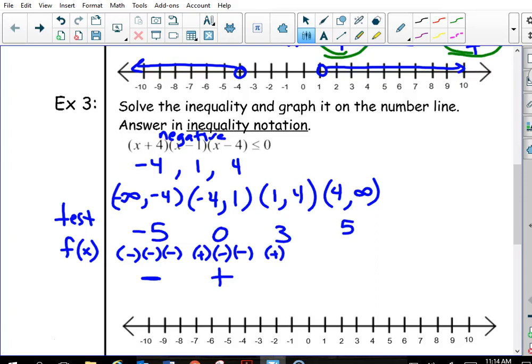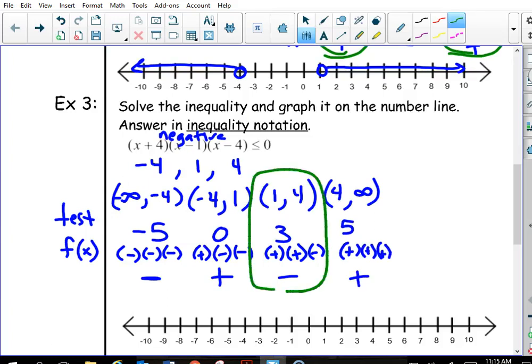Positive, positive, and negative. There we go. And 5 will give me 3 positives. Okay, where is this negative? Well, this interval and this interval.